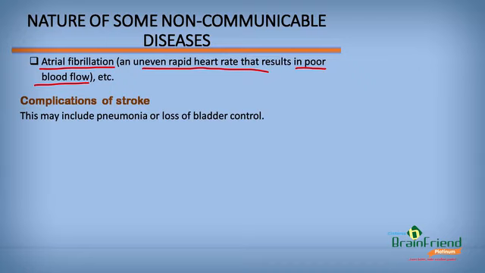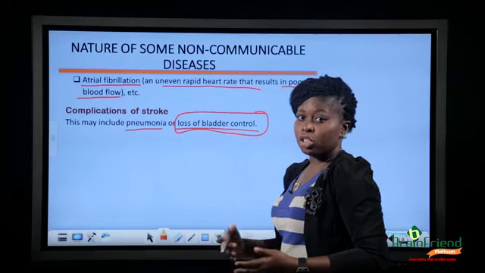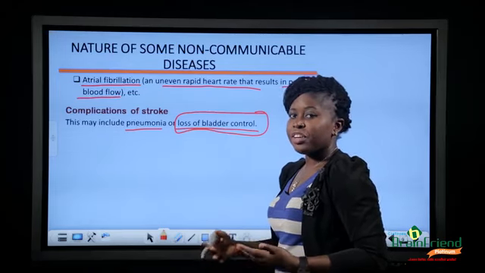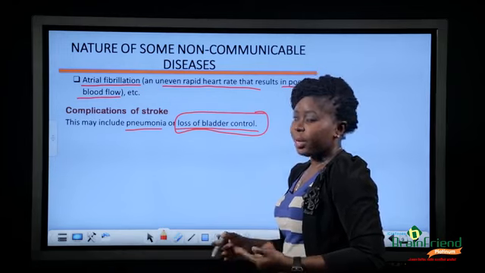Okay? Now we have complications of stroke. Complications of stroke may include pneumonia or loss of bladder control. Such a person may be prone to pneumonia, and the person may lose their bladder control. So you see them urinating unconsciously, without having control over their bladder.